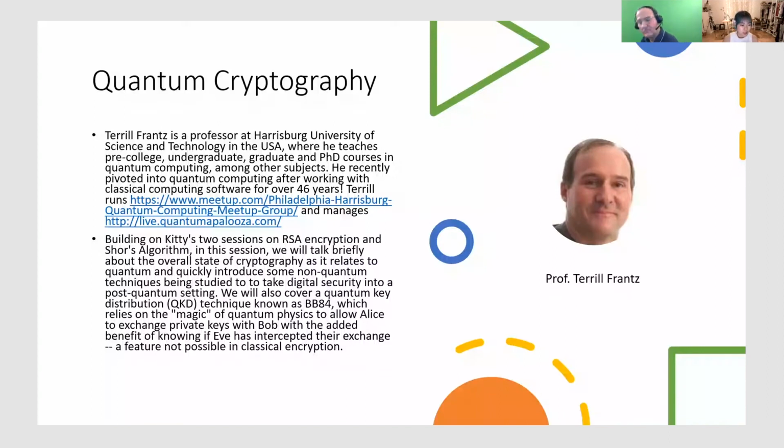Today he will be talking about quantum cryptography and quantum key distribution, and we'll see some examples of how Alice can send information to Bob without being eavesdropped. We did two classes on Shor's algorithm, so if you have taken those, today's class will also have some relation to that.